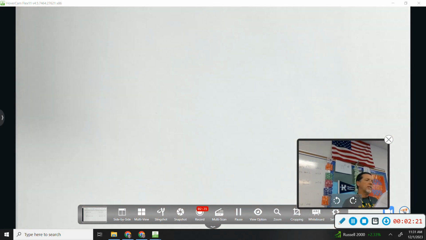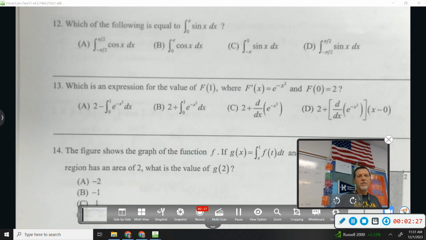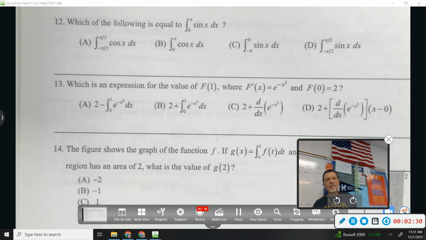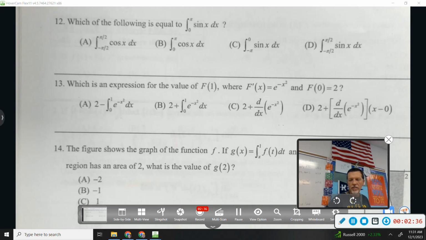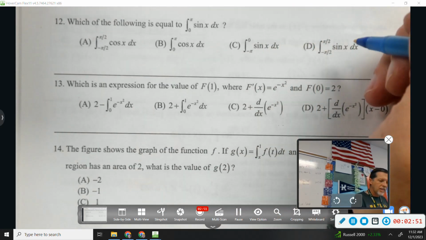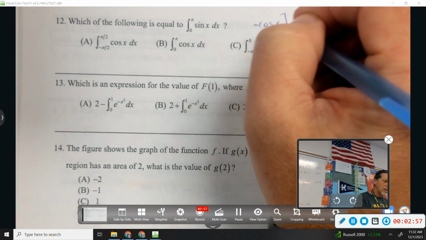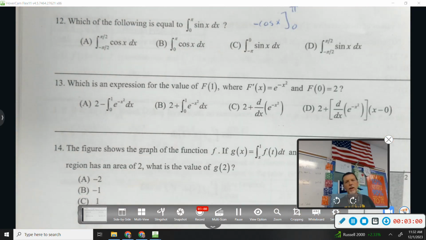All right, number 12. 12 is tricky. Well, there's a long way and a short way to do number 12. The long way would be evaluate everything and see what's going on. But I'll see if we can come up with a shorter way to do this. The integral from 0 to pi of sine of x. Okay, so again, the long way would be the antiderivative of sine is negative cosine, and we go from 0 to pi and plug it in, and then I got to plug in all of those and see what works.